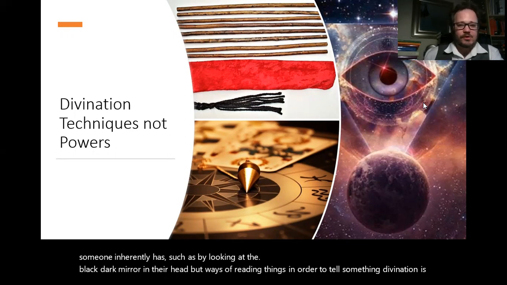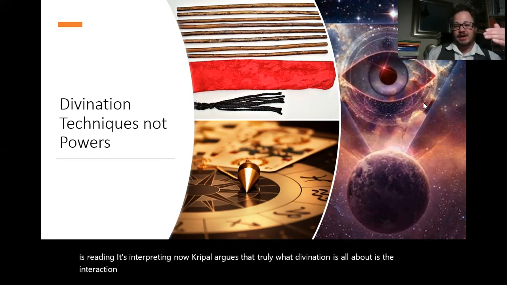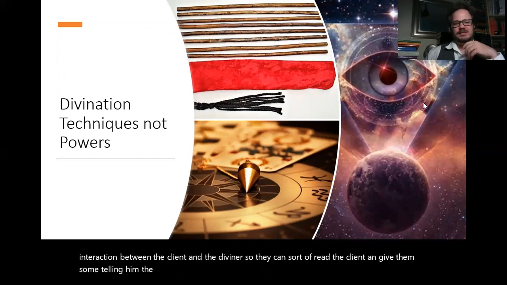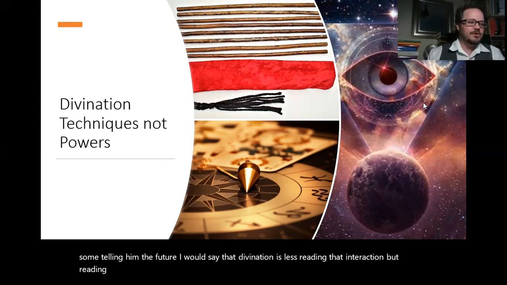It's interpreting. Now, Kripal argues that truly what divination is all about is the interaction between the client and the diviner, so they can sort of read the client and give them some telling of the future. I would say that divination is less reading that interaction, but reading that technological support for the divination.